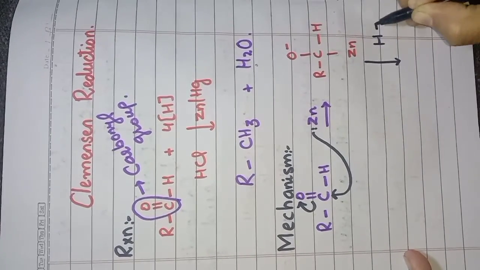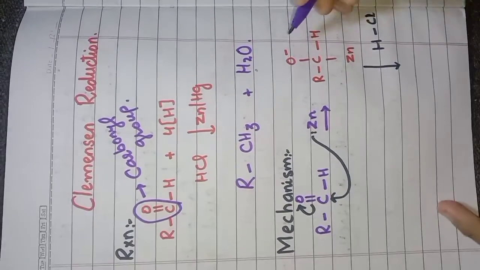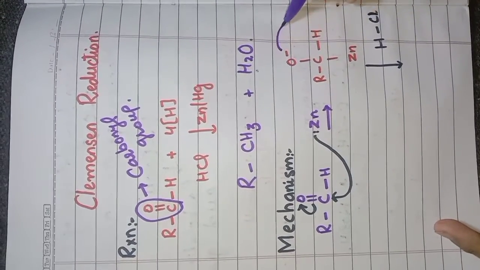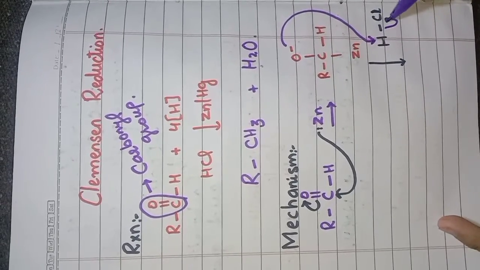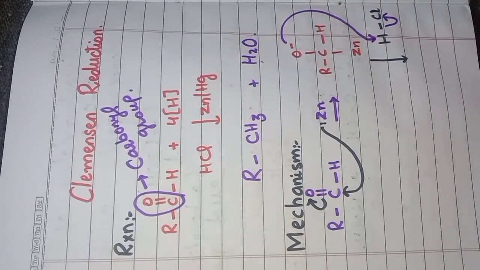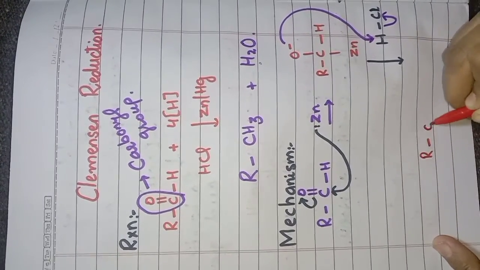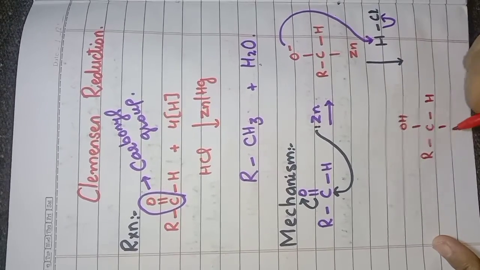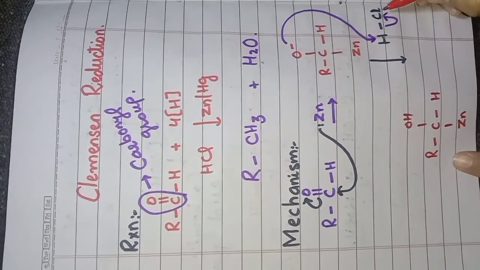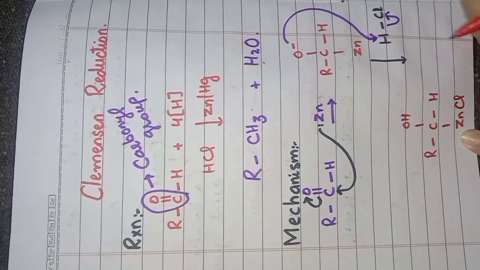Here is the abstraction of a proton. This negative ion will abstract this proton. This bond will shift over here, and what product will it give us? Here is this product. Now this chloride ion will attack this zinc and combine with it.